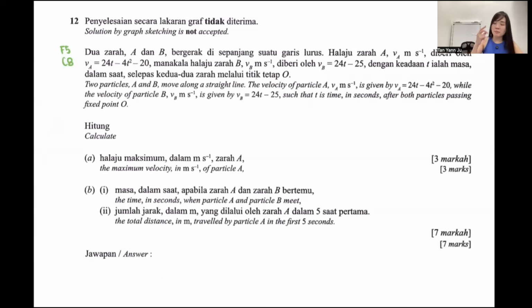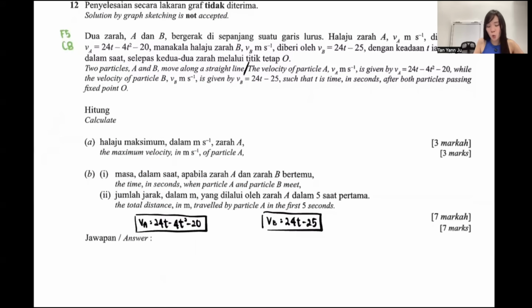2 particles A and B move along a straight line. So both of them moving on a straight line. The velocity for A is this one. So guys, VA equals 24t minus 4t squared minus 20. So this is the velocity equation for A. Then for the velocity for B, they say it's 24t minus 25, such that t is the time in seconds, after both particles pass fixed point O.